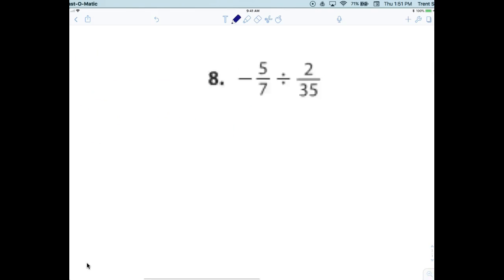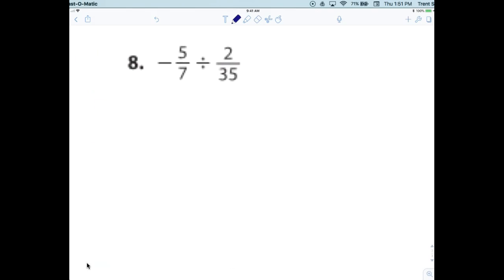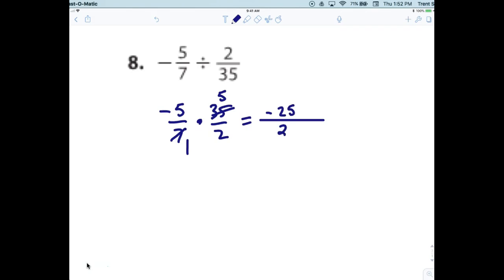All right, so now everybody together. Negative 5 over 7 times what? 35 over 2. Beautiful. Now what reduces? 7 and 35. So that 7 becomes a? 35 becomes a? Final answer. Thank you very much. Negative 25 over 2.